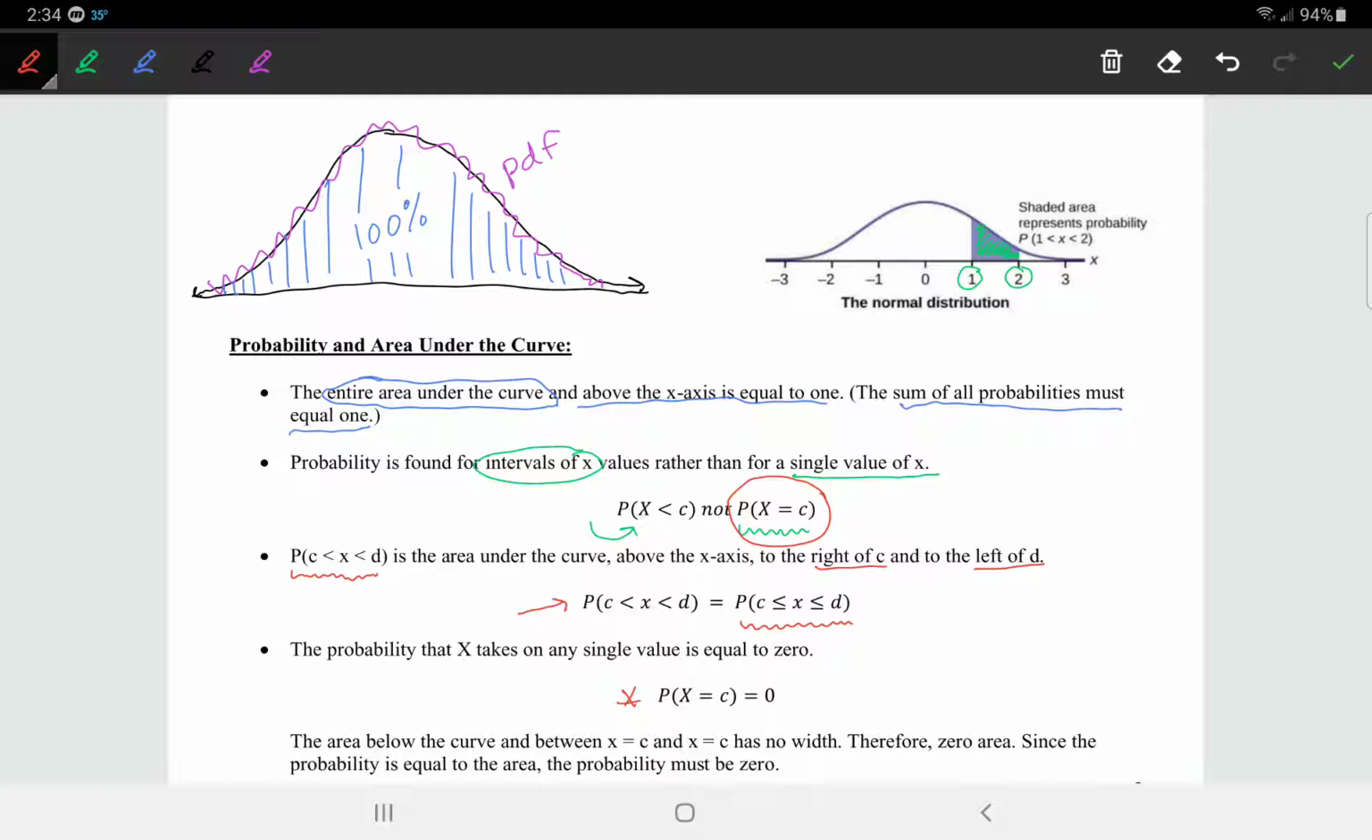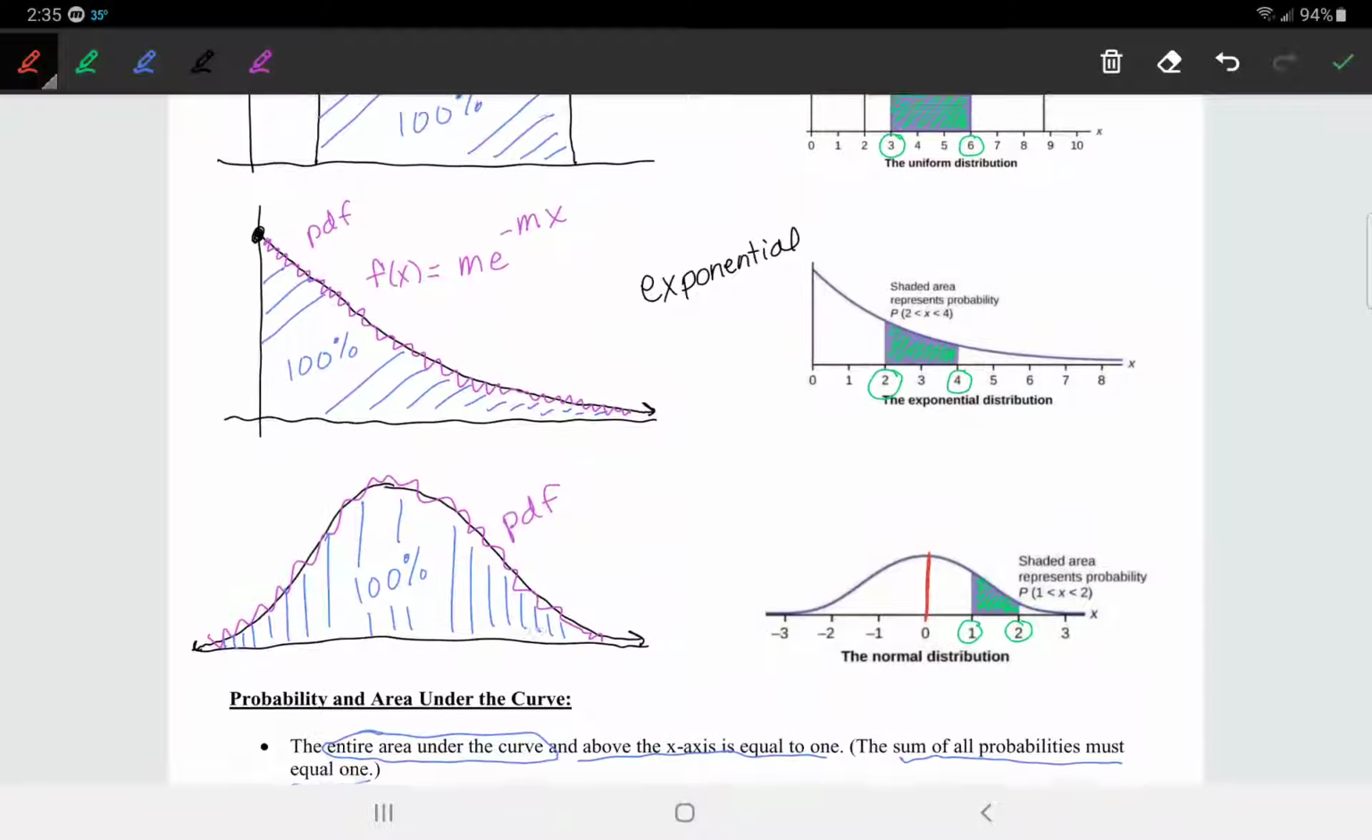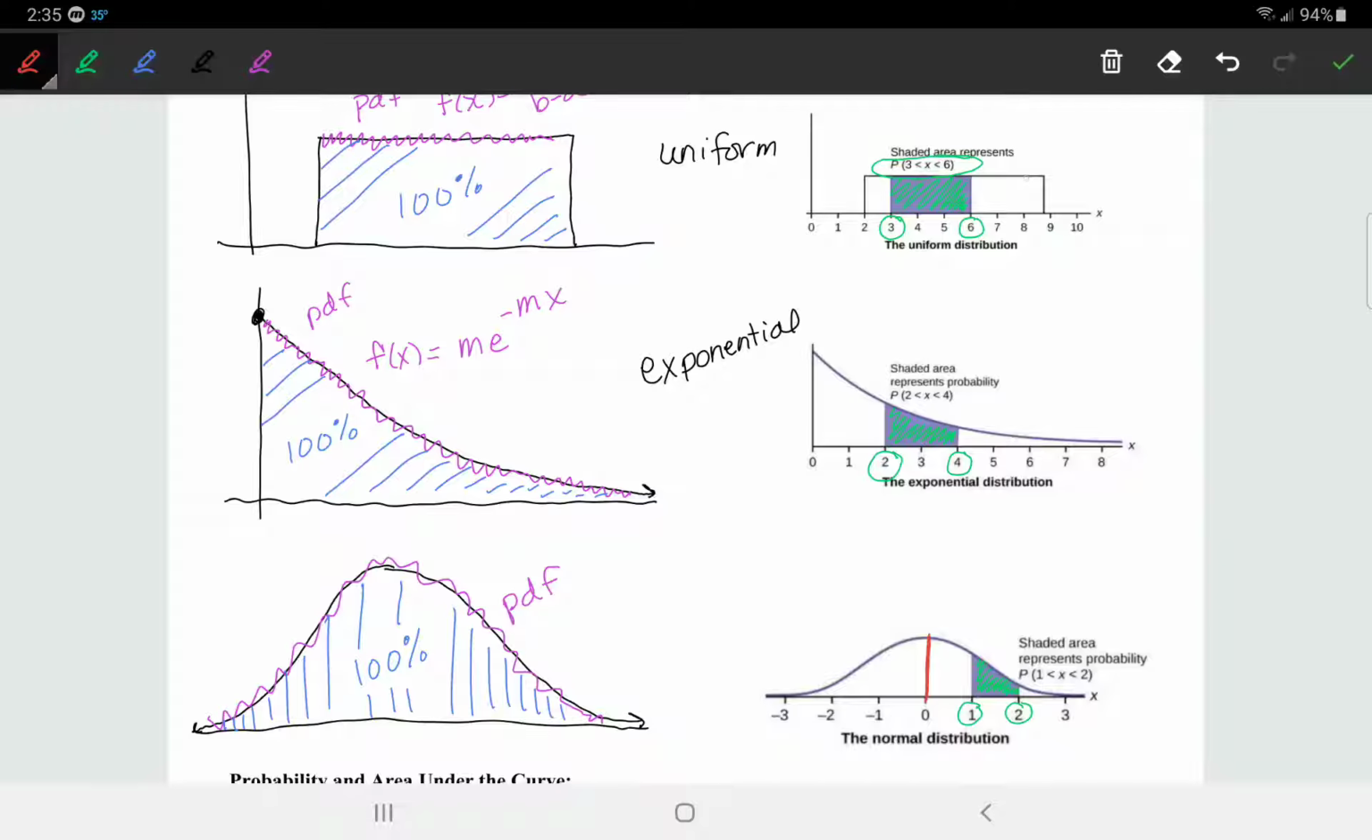So for example, up here in the normal distribution, if we were trying to calculate the area or the probability that x is equal to 0, there is no area to calculate there. And the same would go for all of these. Say, for example, up here in the uniform, the probability that x would be equal to 8 is just this straight line. There is no area for us to shade. And that's also why we will say this, that the probability of c less than x less than d is equal to the probability that c is less than or equal to x and less than or equal to d, because the probability that x is exactly equal to those constants is exactly 0.